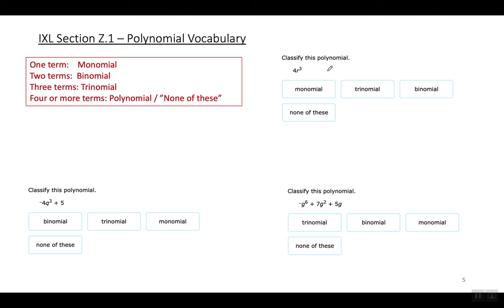All right, so classify this polynomial. This one's obviously a monomial because it only has one term. This one has two terms, so it's a binomial. And this one has three terms, so it's a trinomial. I think that's pretty easy. Again, if you get something wrong and you feel like you're not understanding it, look at the video, pause it at whatever section you need to pause it at. But I think this IXL should be one of those that you could do in like 2 minutes, okay?